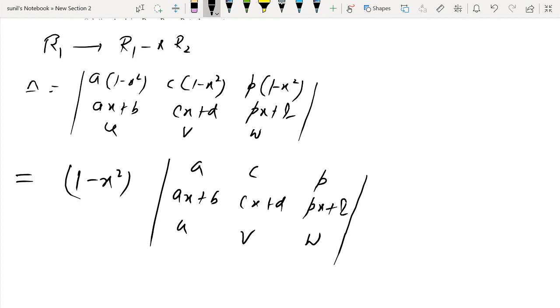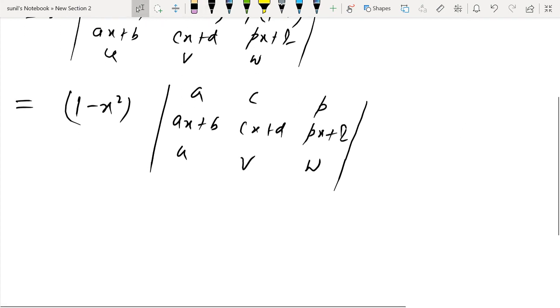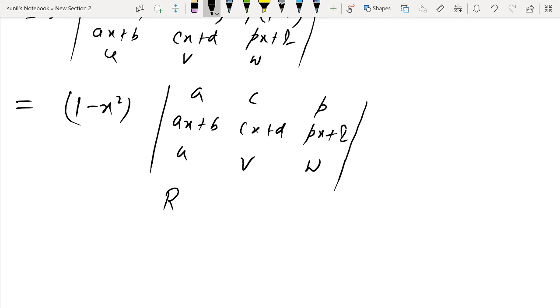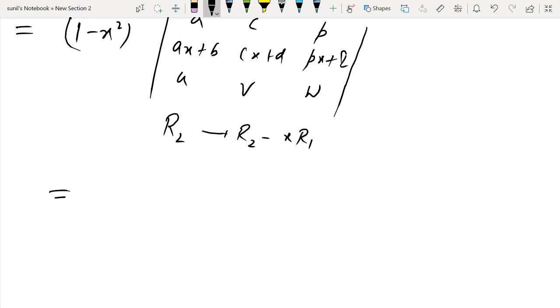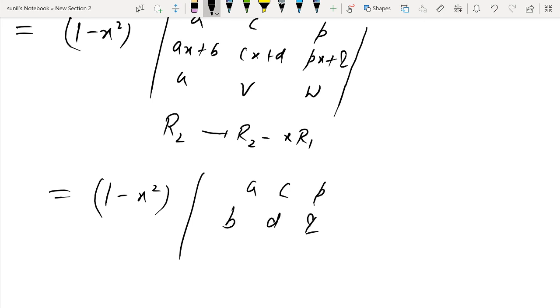Now then the next step, what I'm going to do on R2 minus x times of R1. If I do this, then I will be having 1 minus x square, ACP and BDQ and UVW. This is our RHS. So this proves the question.